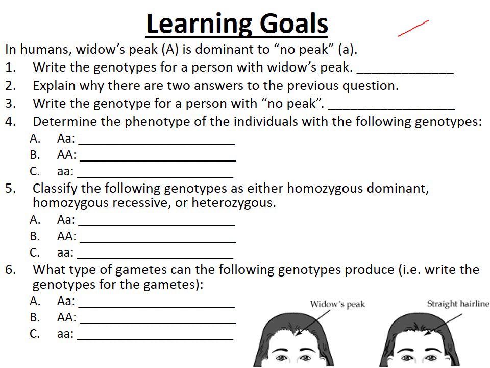You have some more practice problems to do over here with different characteristics. If ever I give you a scenario and there's no picture associated with it, in this case there is, it might be a good idea for you to look up a picture of what that characteristic is so you understand what it looks like phenotypically speaking.